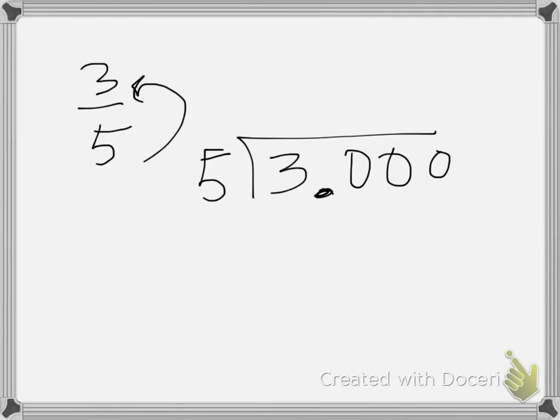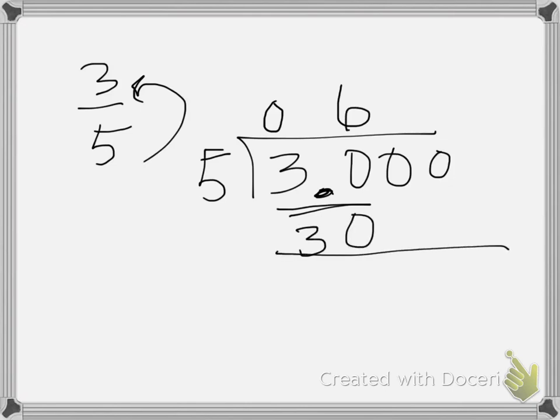Now 5 will not go into 3, right, because it's not enough. So we can let a 0 place that area there if you like, but you don't have to. But you can divide 5 into 30, right? 5 will go into 30 6 times, and 6 times 5 is 30. We don't need the rest of these zeros because it came out even. So bring the decimal straight up. I forgot to tell you about that. Whenever you have a decimal underneath the divisor, you bring it straight up in the answer.